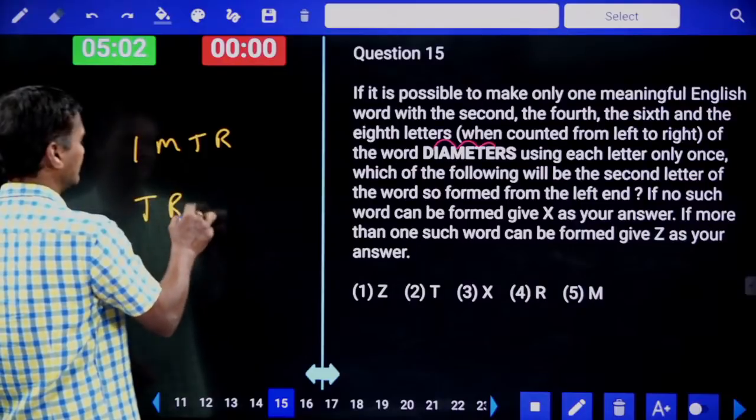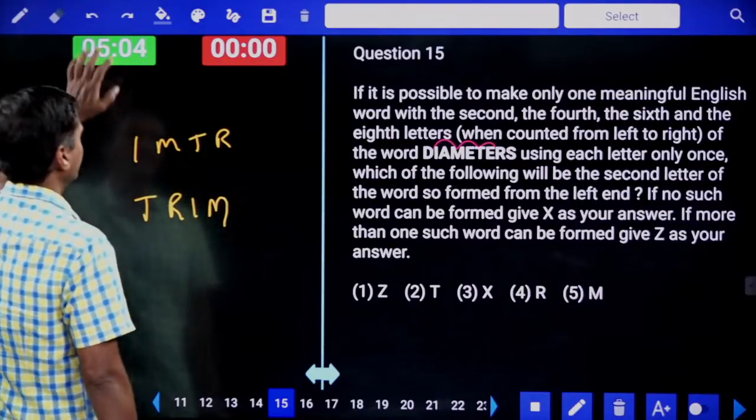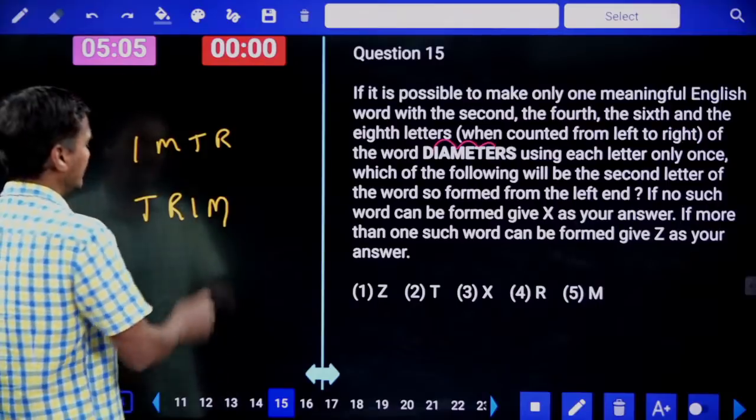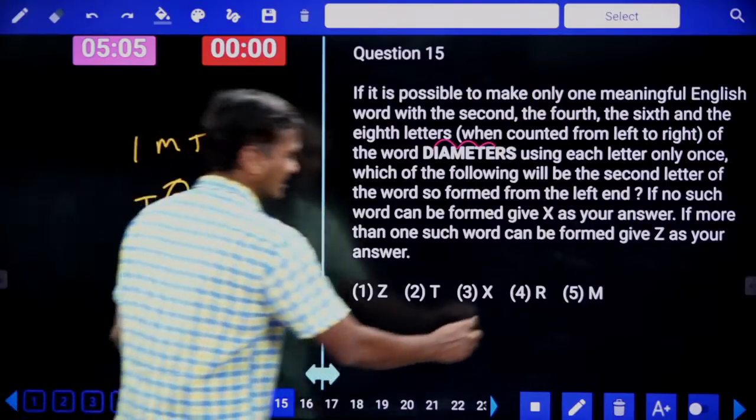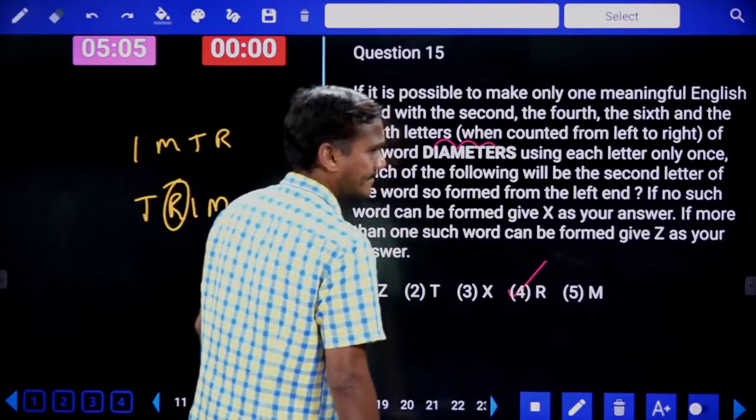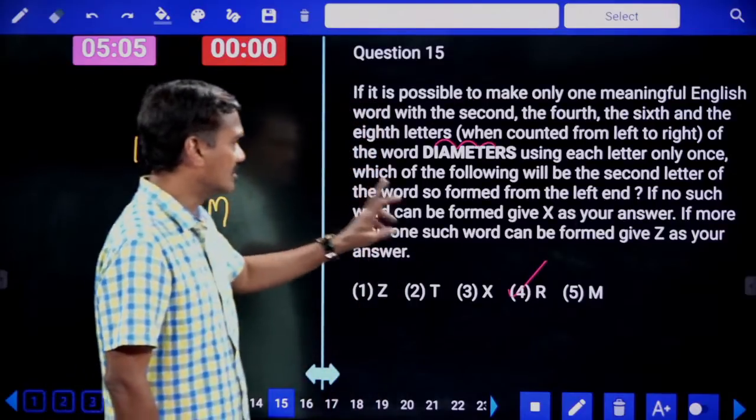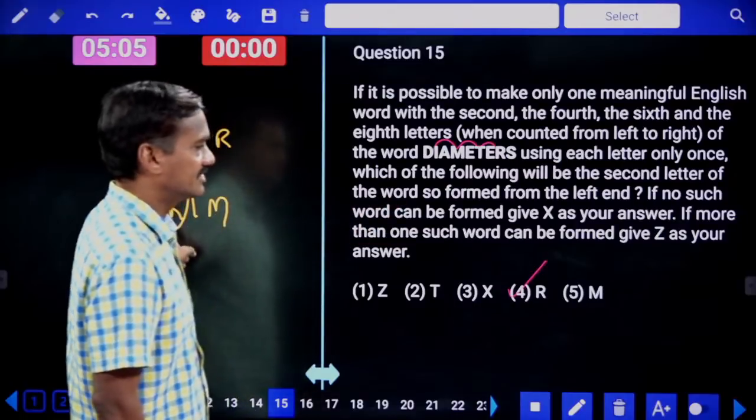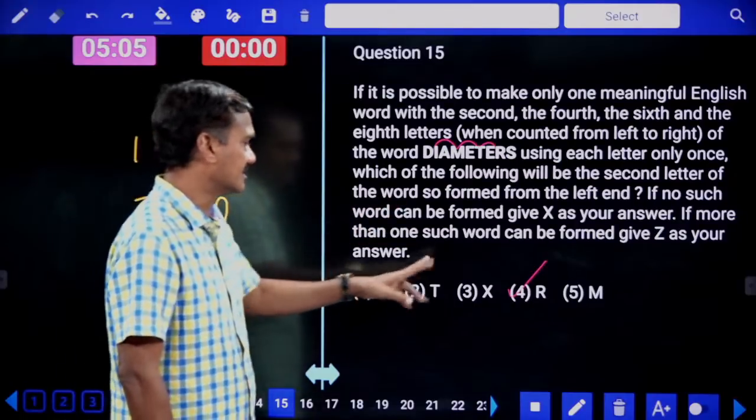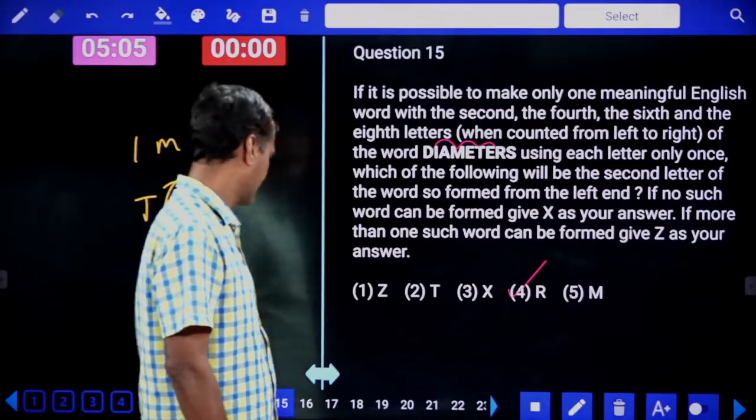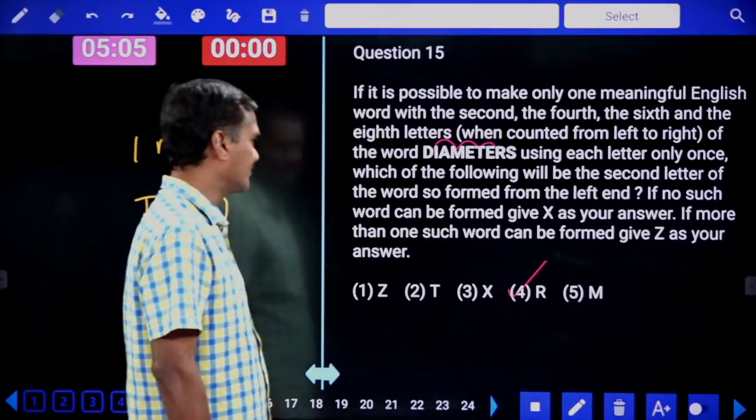TRIM, trim is the word that can be formed, isn't it? As trim is the word that can be formed, now the second letter is what? Second letter is R, that is choice 4. Trim, it is choice 4. Now the question is about the second letter of that word. What is the second letter? R is the second letter, that is choice 4. Now this is about question number 15.